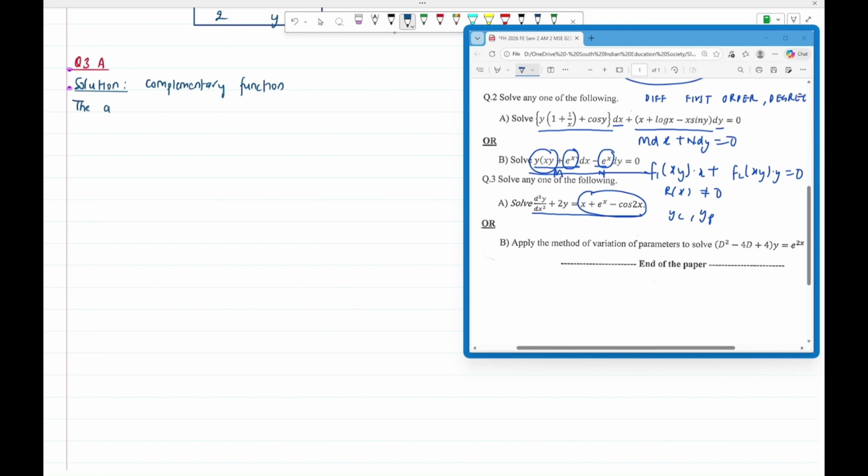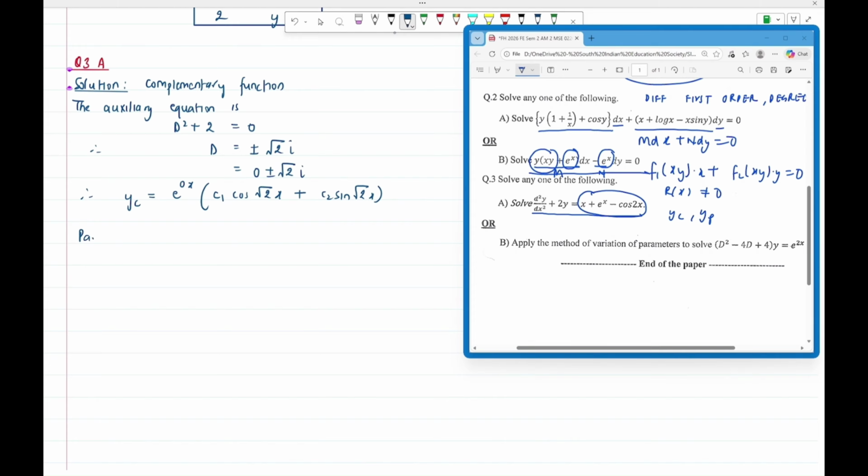So the auxiliary equation in this case is d square plus 2 is equal to 0, and solving this is going to give us d is equal to plus minus square root of 2i, which is actually 0 plus minus square root of 2i. So thus the complementary function yc is e raised to 0x times c1 cos of root 2 x plus c2 sine of root 2 x. Now for the next part, we are going to find out the particular integral.